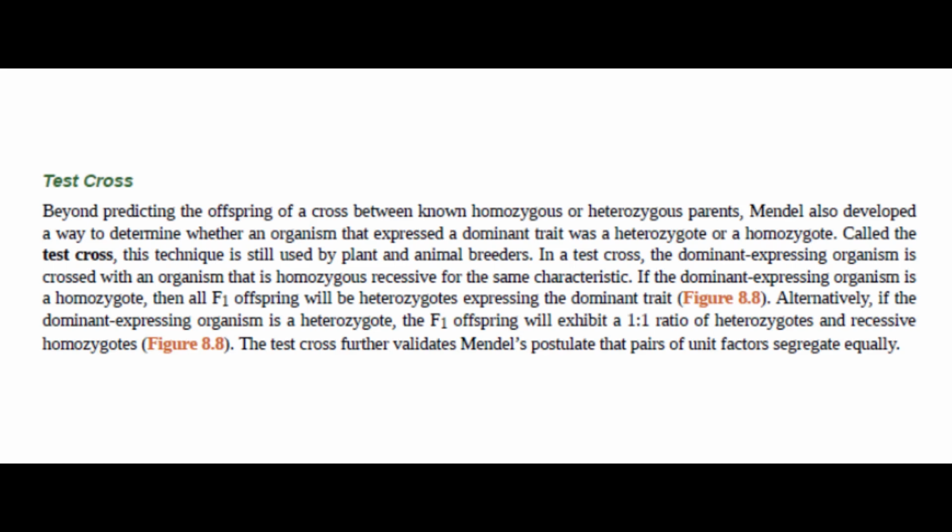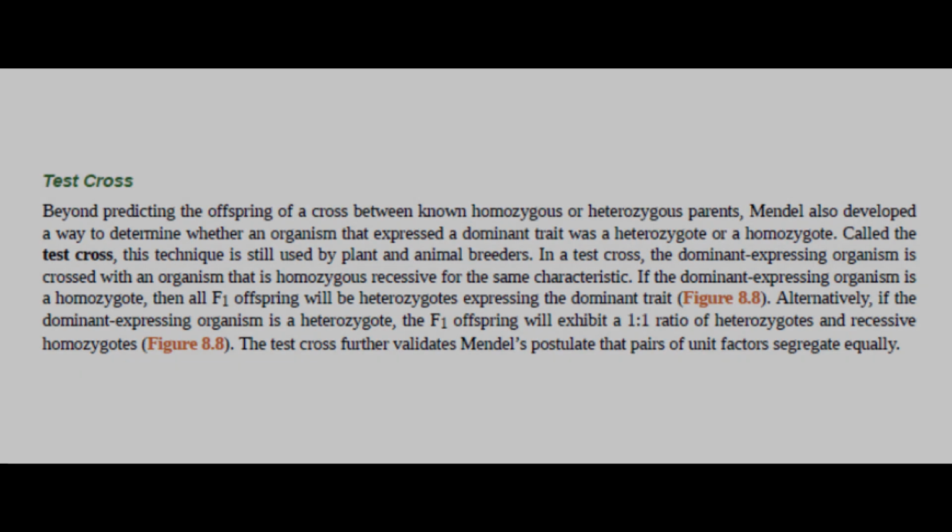In a test cross, the dominant-expressing organism is crossed with an organism that is homozygous recessive for the same characteristic. If the dominant-expressing organism is a homozygote, then all F1 organisms will be heterozygotes expressing the dominant trait. Alternatively, if the dominant-expressing organism is a heterozygote, the F1 offspring will exhibit a 1-to-1 ratio of heterozygotes and recessive homozygotes. The test cross further validates Mendel's postulate that pairs of unit factors segregate equally.